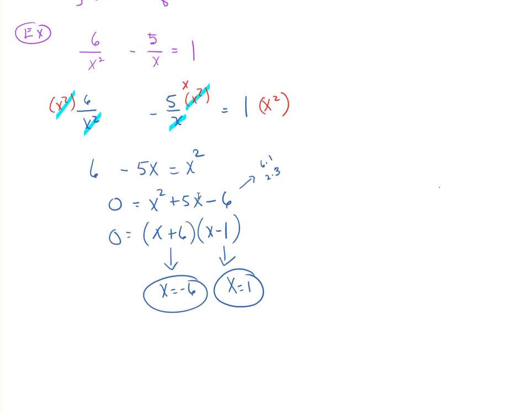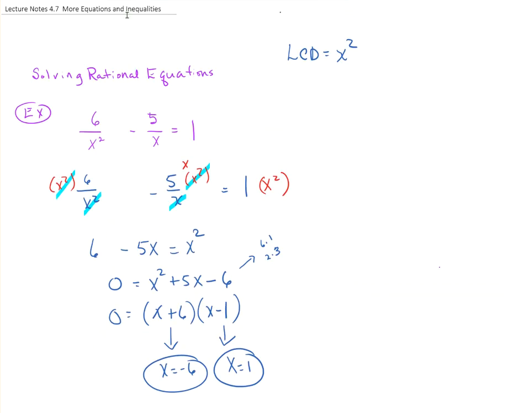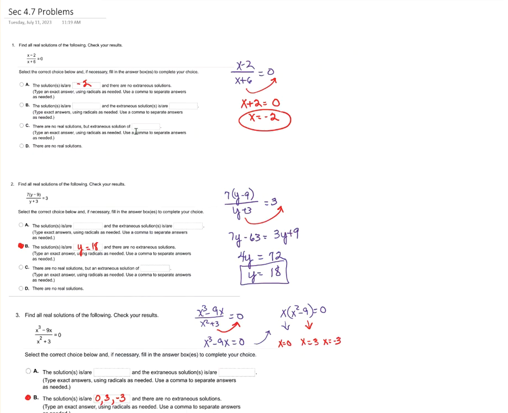All right, let's go look at our problems for 4.7. Number 1, find all the real solutions of the following. It may look a little daunting, but these are really pretty easy because we're going to multiply both sides by this x plus 6. When you do it over here, it cancels out. When you do it over here, it gets multiplied by 0. So you're essentially multiplying this thing over and getting rid of it.